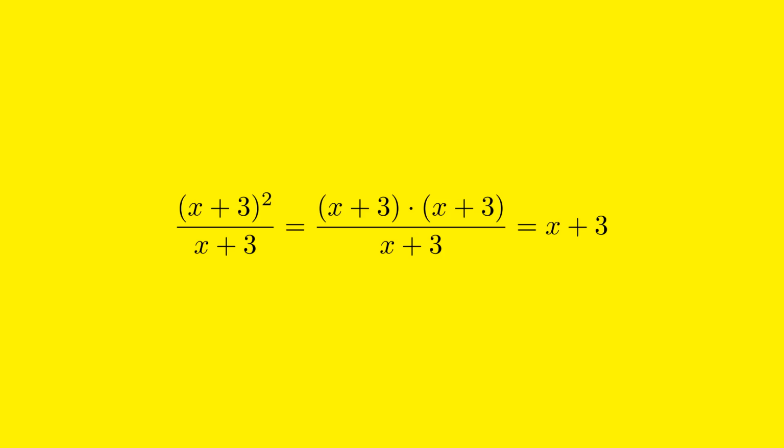Next, we simplify the expression by canceling common factors in the numerator and the denominator. We have the numerator (x plus 3) squared and the denominator x plus 3. Since x plus 3 appears in both the numerator and the denominator, we can cancel one x plus 3 from both. So, we are left with x plus 3 in the numerator, and the denominator simplifies to 1. The rational expression is therefore simplified to x plus 3. This is the final step, providing the expression in its simplest form.